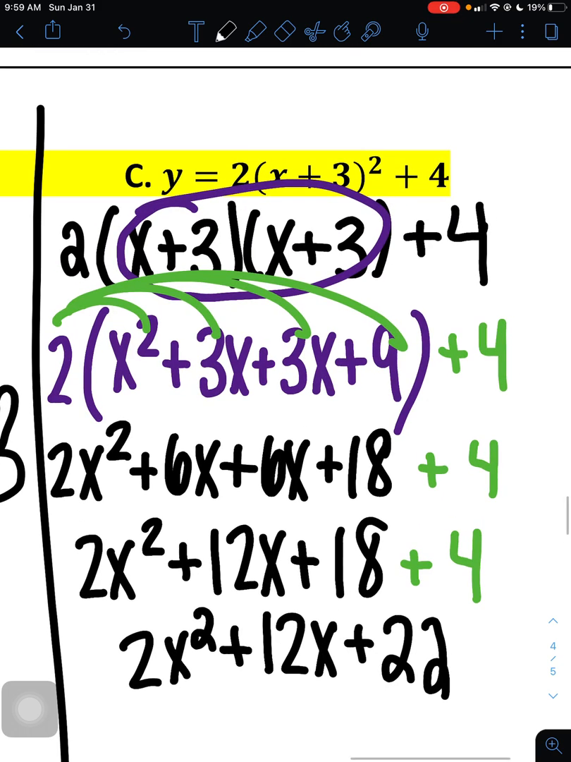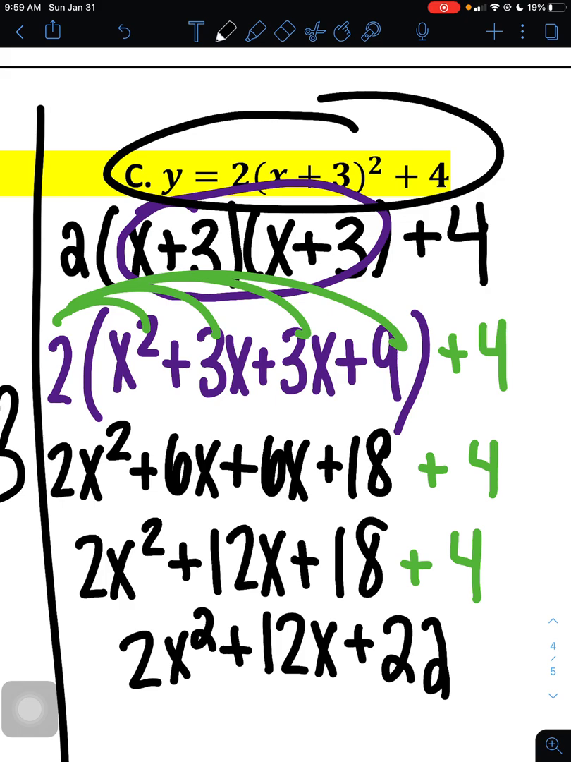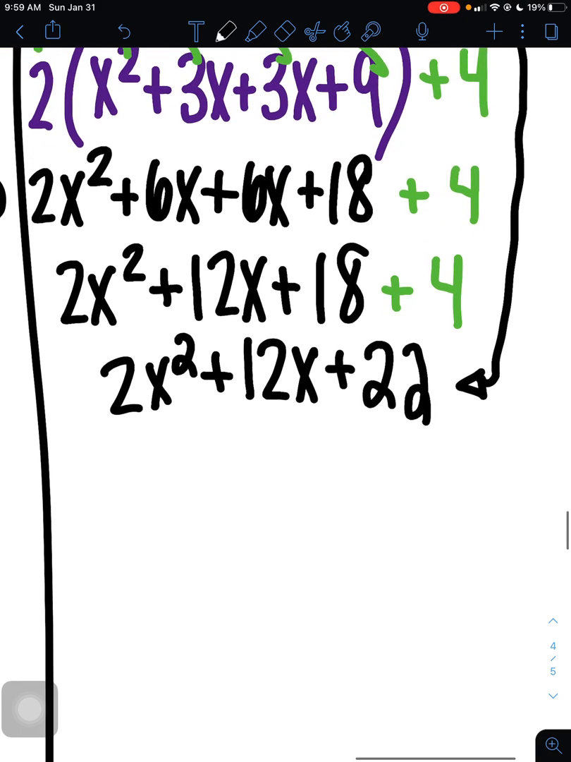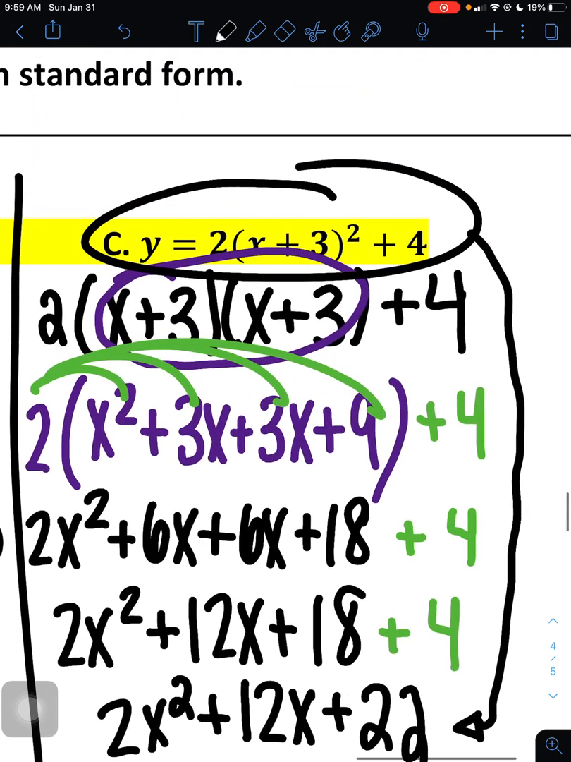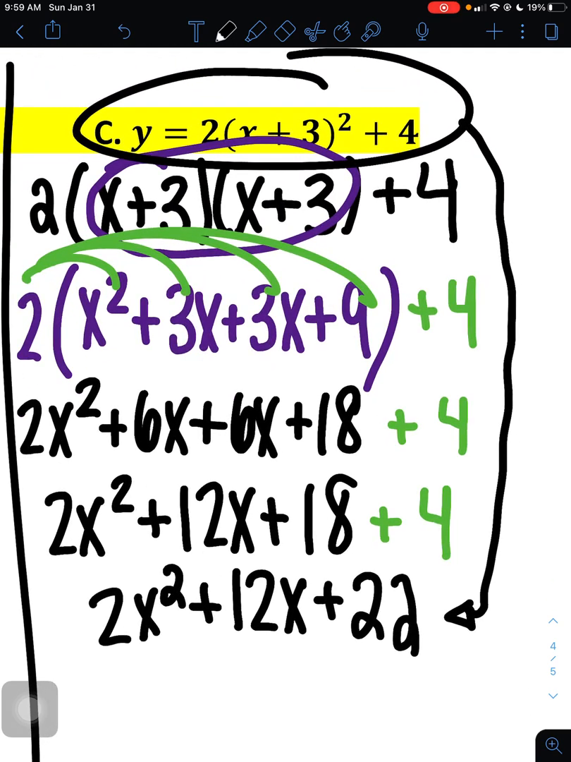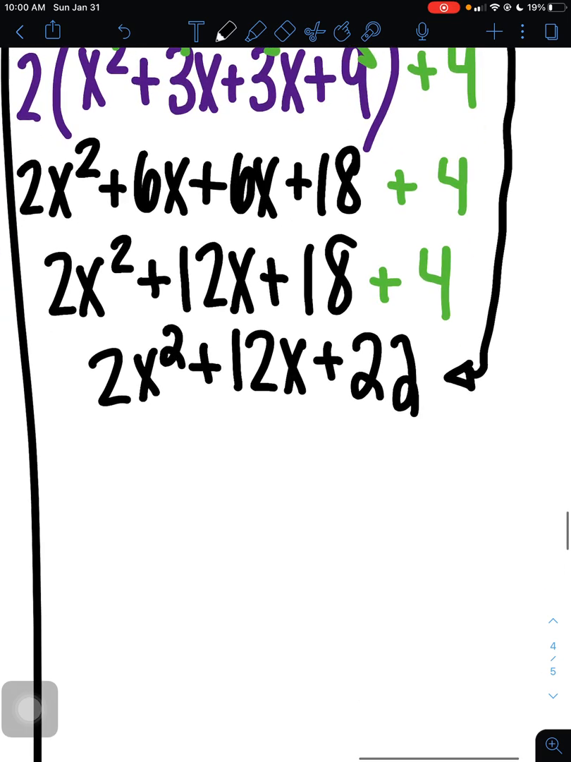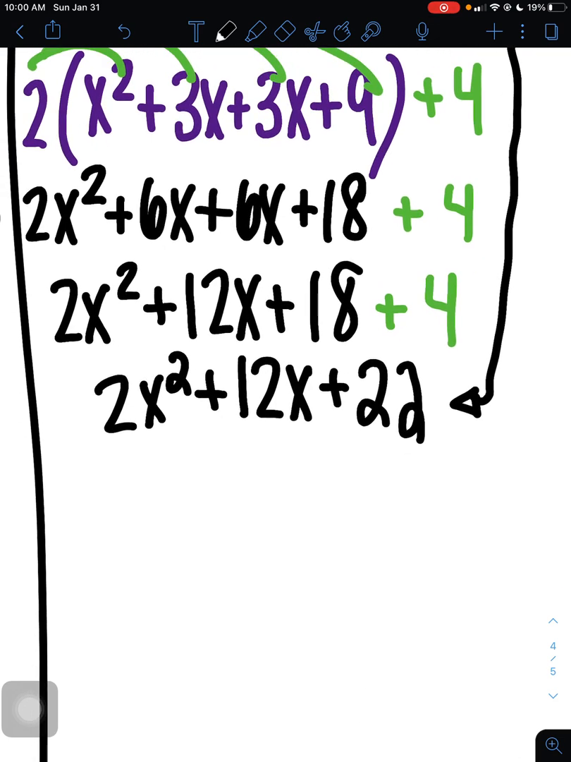So I took this from vertex form, which was up here in the yellow, did some multiplication, manipulation, and I ended down here with standard form. So once I graph these two different parabolas, I'm going to get the same line. They're the same equation, just written in different ways. So mashed potatoes, french fries, both potatoes, just in different ways. Same thing. So I'm going to go ahead and let you guys label out A, B, and C. And that'll be the last question for this Edpuzzle.